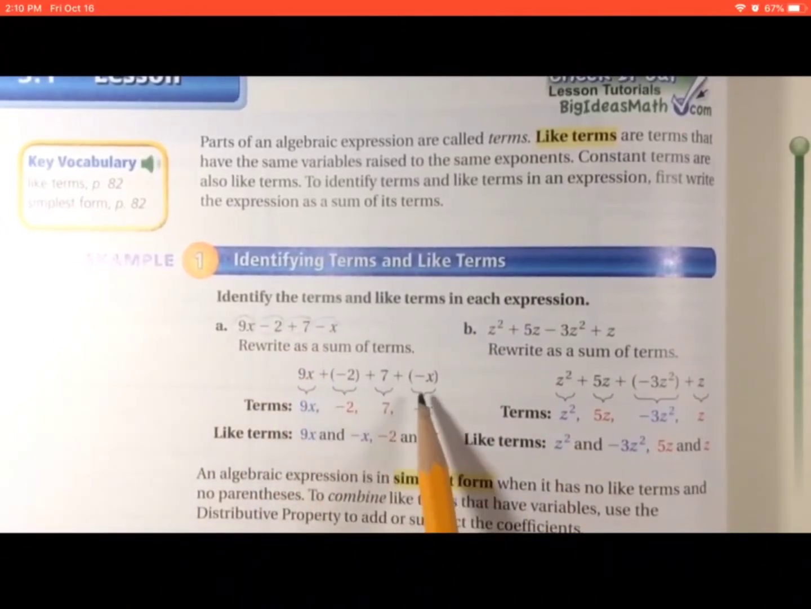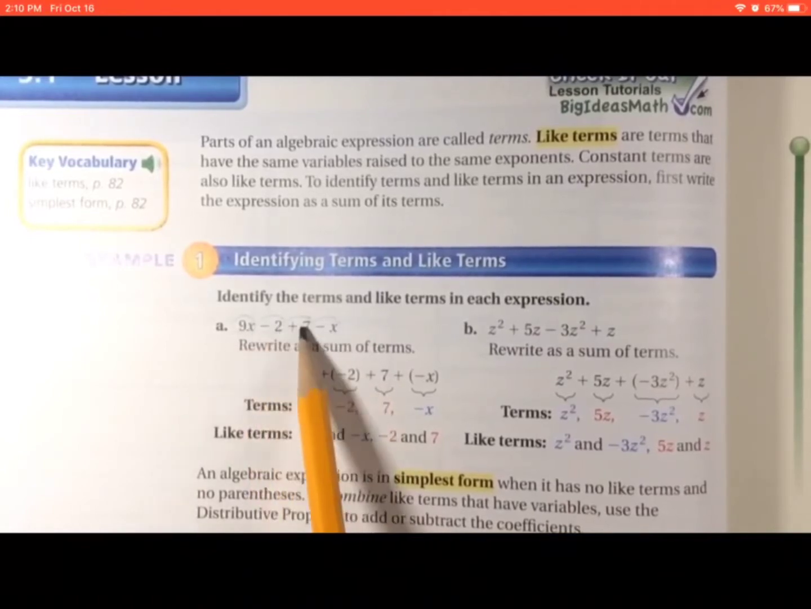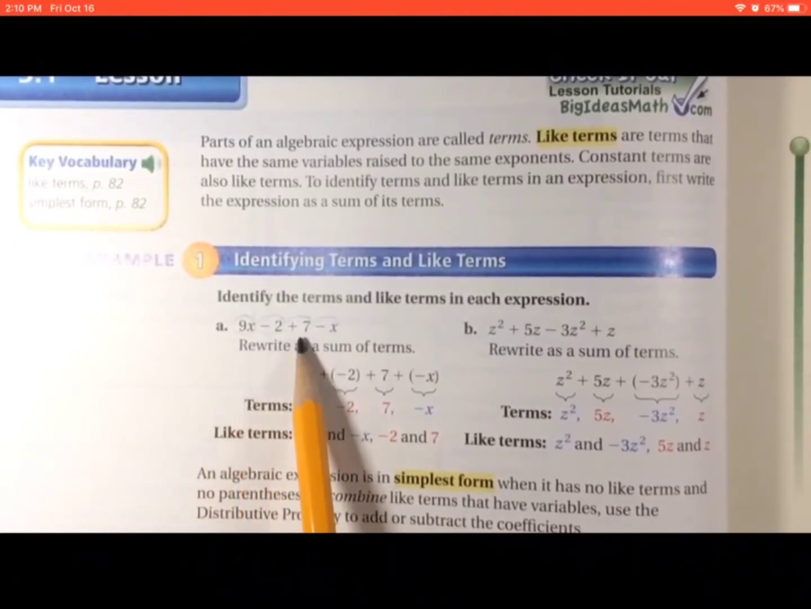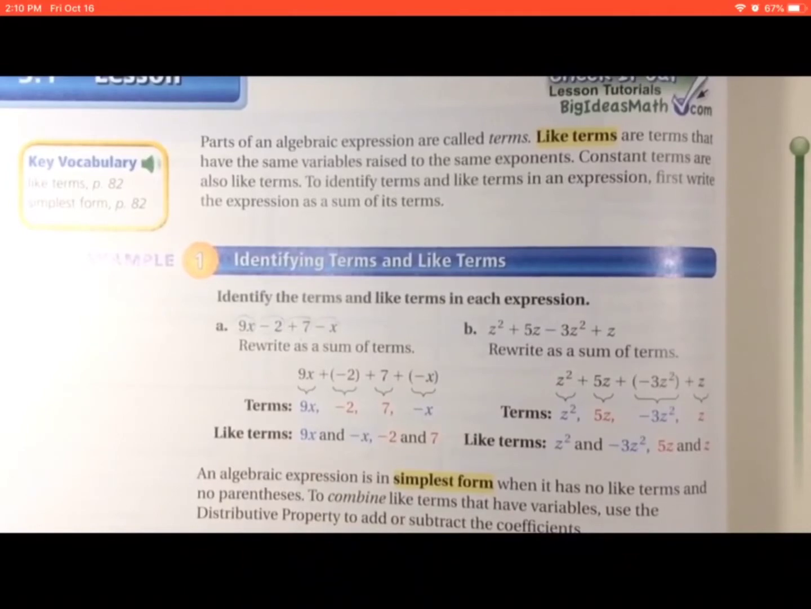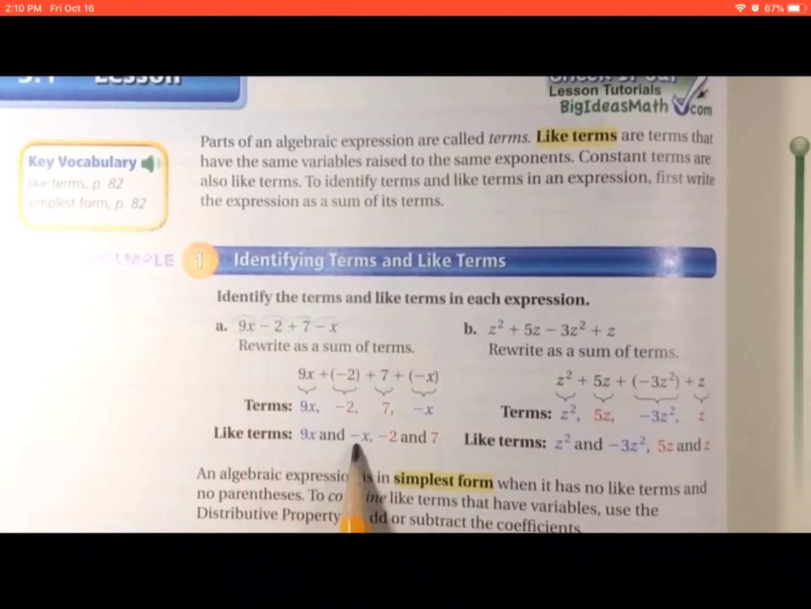If you'd like to rewrite them out like this, that's fine. But I just go through and circle them like that. It's the same thing. Now we just identify each of these terms. So what are the terms? 9x, negative 2, positive 7, negative 1x, or just negative x. If it's a coefficient of 1, you don't need to put it, but you do need to understand that it's there. Like terms would be 9x and negative 1x, because they have the same variable. So they're like terms. And negative 2 and positive 7, those are like terms because they are constant terms.